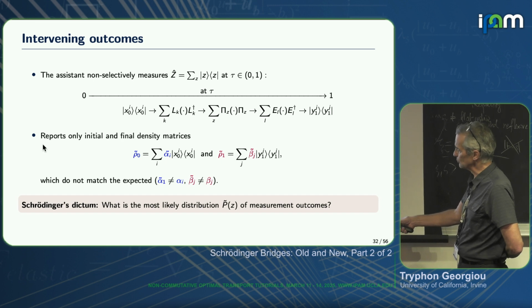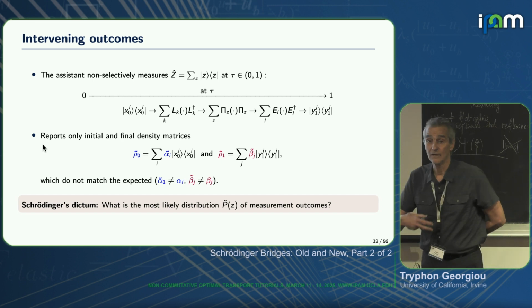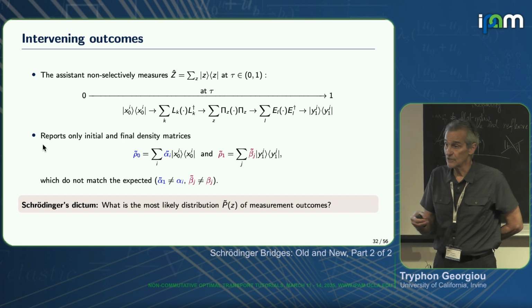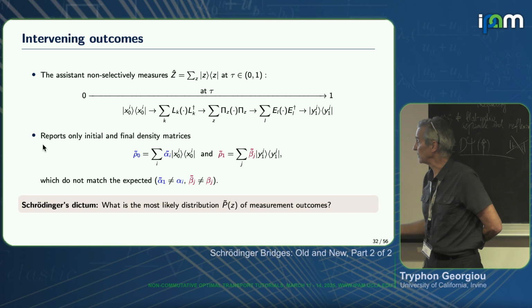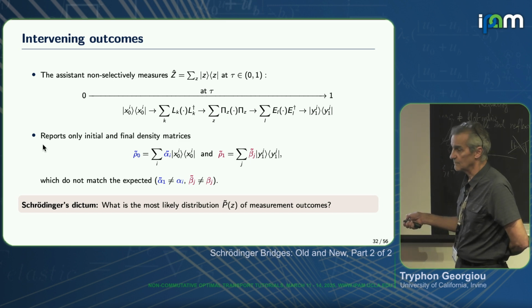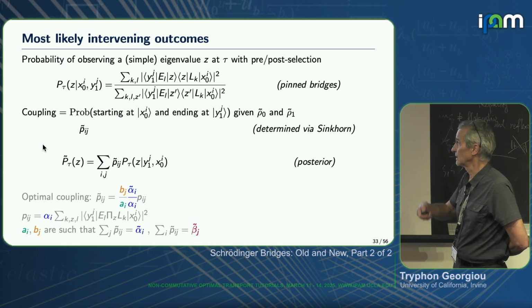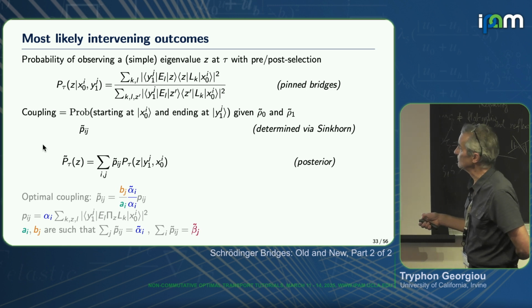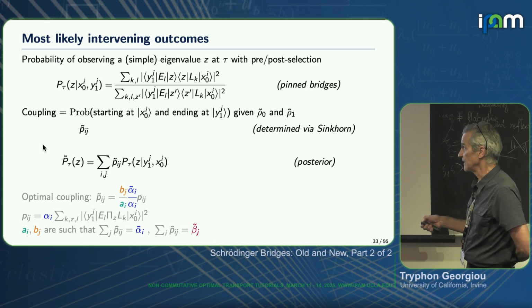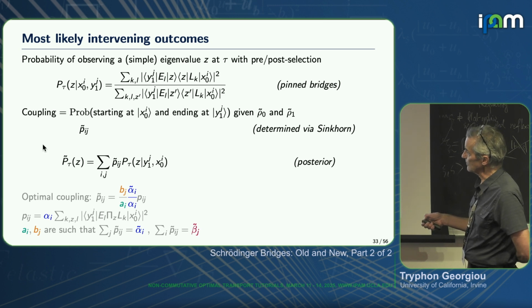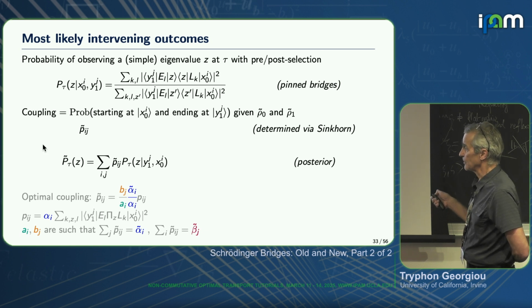And again, the Schrödinger dictum: now we're more in the line of what Schrödinger would have been interested in knowing, what is the path in between. Because this probability law gives us some information about what could have happened in the middle. And we can go through, again, the frame of the cyclic composition of maps. And we can write, first of all, the probability of observing the eigenstate Z at some point tau with pre- and post-selection. It can be computed.